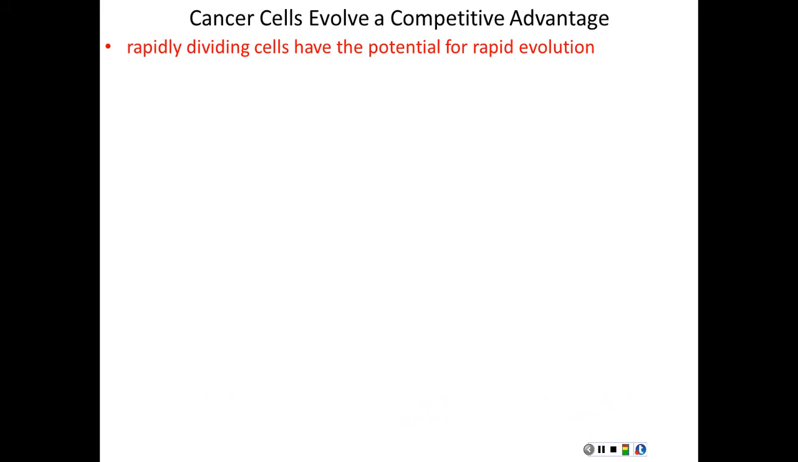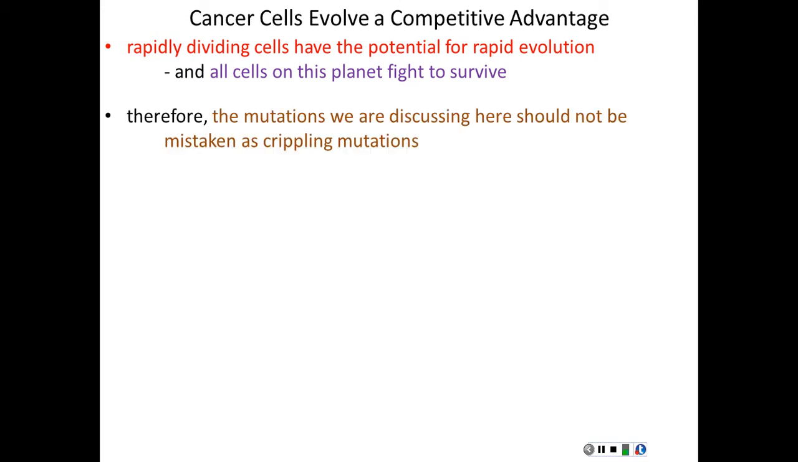So if you take a moment and think about it, rapidly dividing cells have the potential for a more rapid evolution, and this is the problem with cancer. All cells on this planet are fighting to survive. It's just how they do so that is different. Individual cells fight to survive on an individual basis. Cells that are part of a larger multicellular community fight to survive by keeping the organism alive.